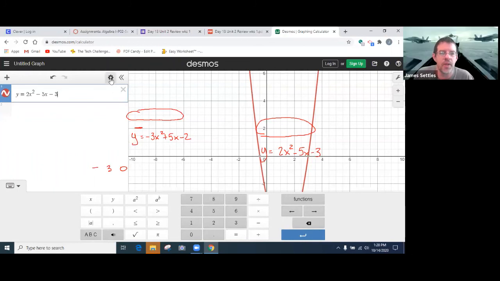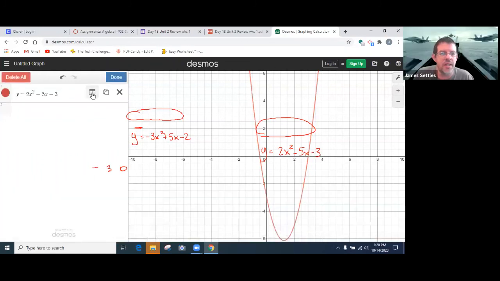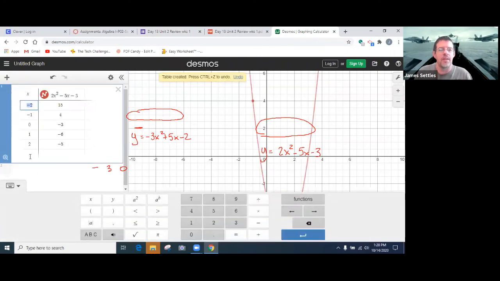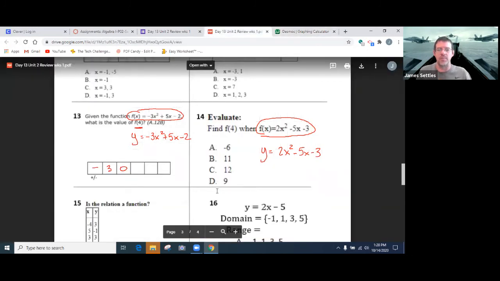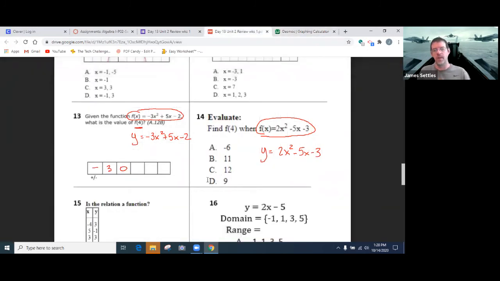All right, so we're going to click on this and click on table, and then they're looking for 4 again. So we click on 4, and the answer is 9. So the answer would be D. Got that one.